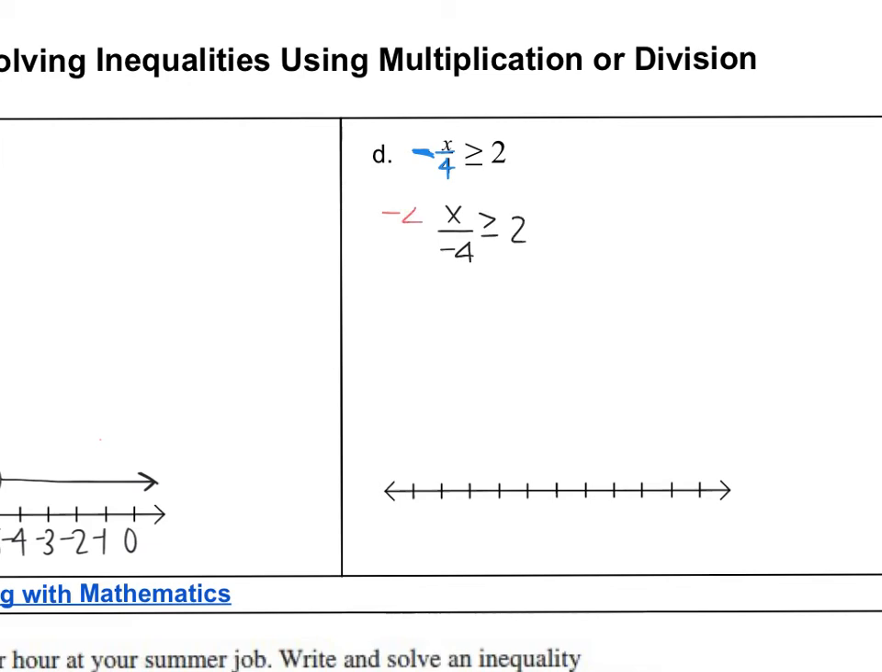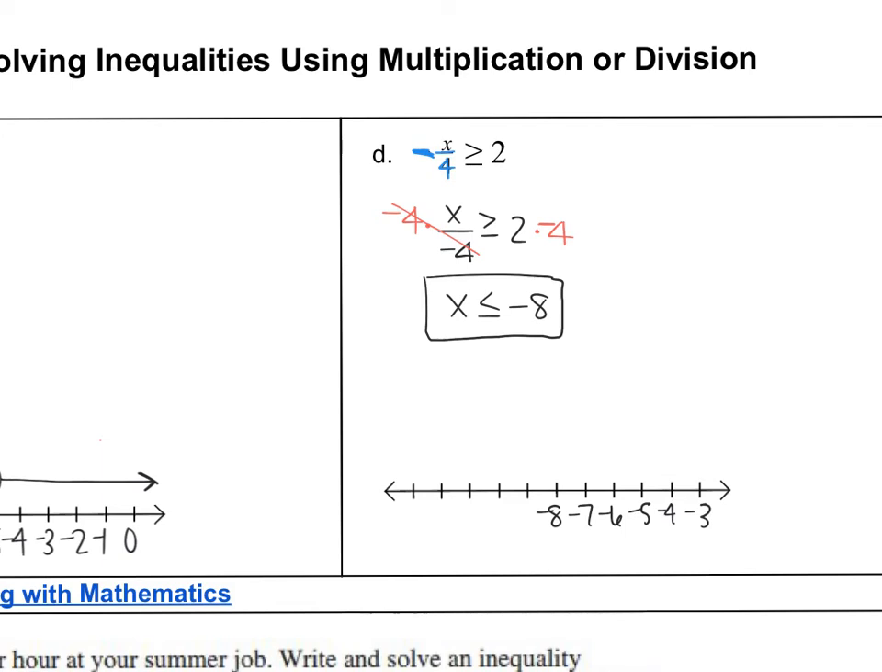I'll solve this by multiplying by -4 on both sides. Because I multiplied by a negative, I need to switch my symbol. And I'll be left with x is less than or equal to -8. Let's go ahead and graph that. We'll put -8 there.